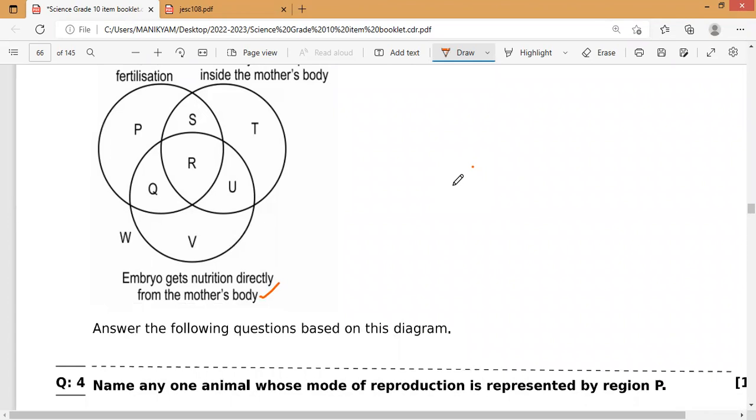So now answer the following questions based upon the diagram. Now let us understand the first question. First, can you segregate the R region? What is this R region, everybody?